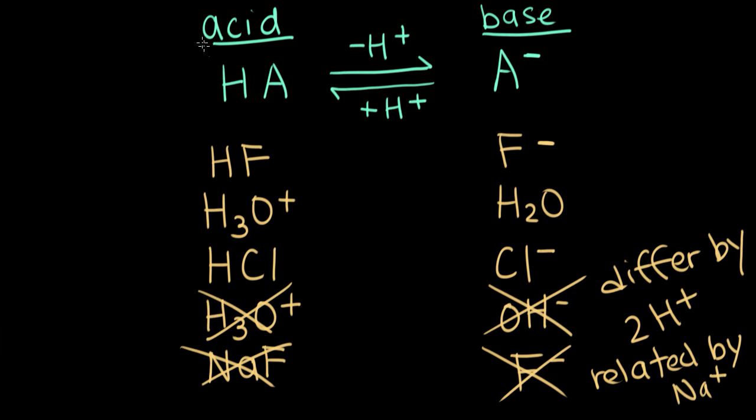So in this video, we learned that a conjugate acid-base pair is when you have two species and they have the same formula, except one has an extra proton. So the acid has an extra proton, which it can lose to form the base.